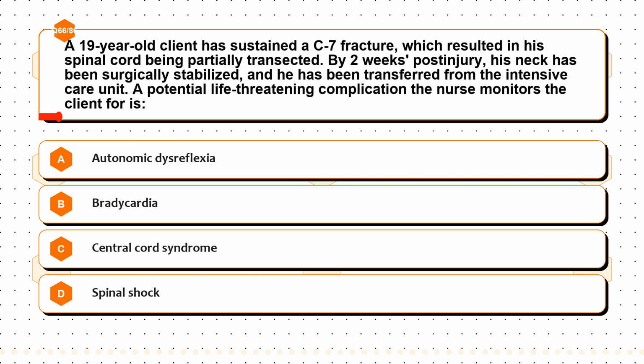Question 66. A 9-year-old client has sustained a C7 fracture, which resulted in his spinal cord being partially transected. By 2 weeks post-injury, his neck has been surgically stabilized and he has been transferred from the intensive care unit. A potential life-threatening complication the nurse monitors the client for is. Here are the options. Option A: autonomic dysreflexia. Option B: bradycardia. Option C: central cord syndrome. Option D: spinal shock.